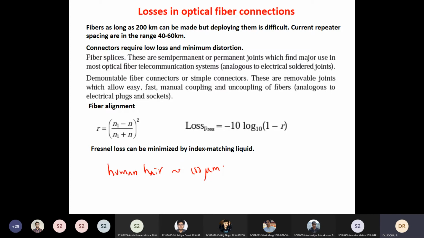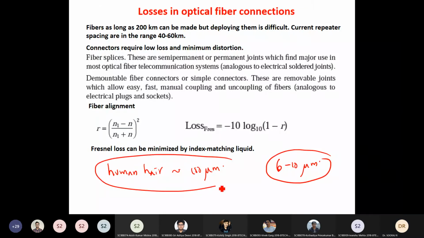If you take a single mode optical fiber, the core diameter is going to be only 6 microns, let's say 6 to 10 microns. So just for comparison, a single mode optical fiber usually has a core diameter in the range of 6 to 10 micrometers, which is in fact 10 times smaller than the average diameter of human hair. So they are so narrow.